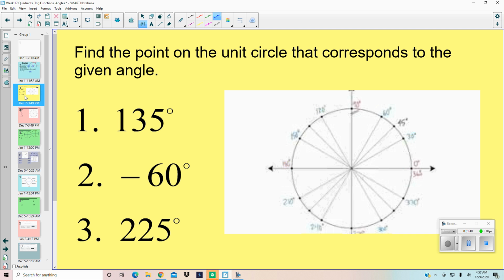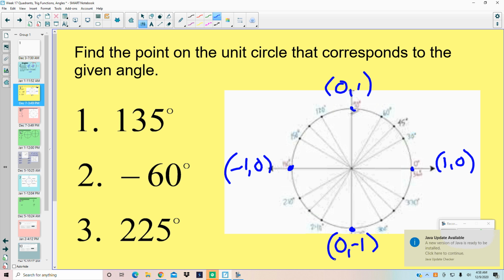All right, so if I'm looking at these three given angles that are measured in degrees, the question is to find the point on the unit circle that corresponds to that given angle. So when you're looking at the unit circle, every side of the unit circle has an ordered pair. For example, the ordered pair right here is 1, 0. Up here at 90, I would have 0, 1. At 180, I would have negative 1, 0. And down here at 270, I would have 0, negative 1.